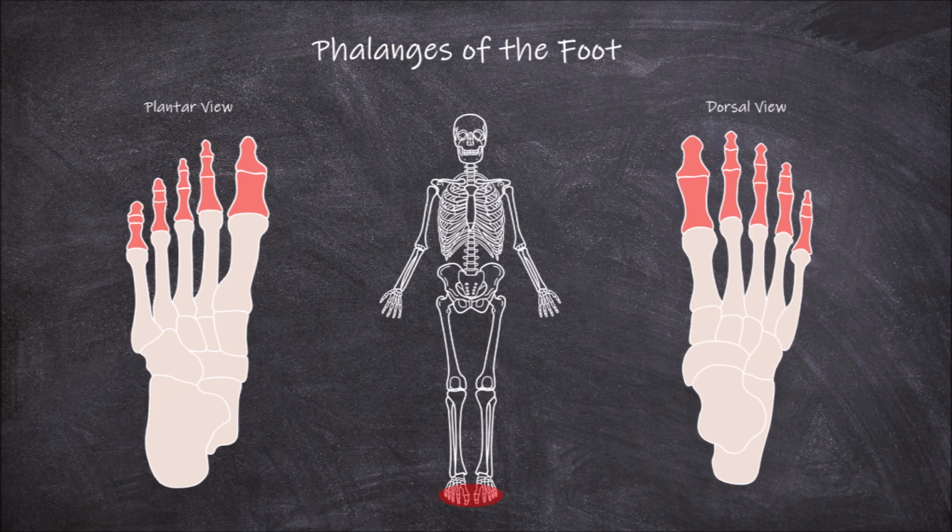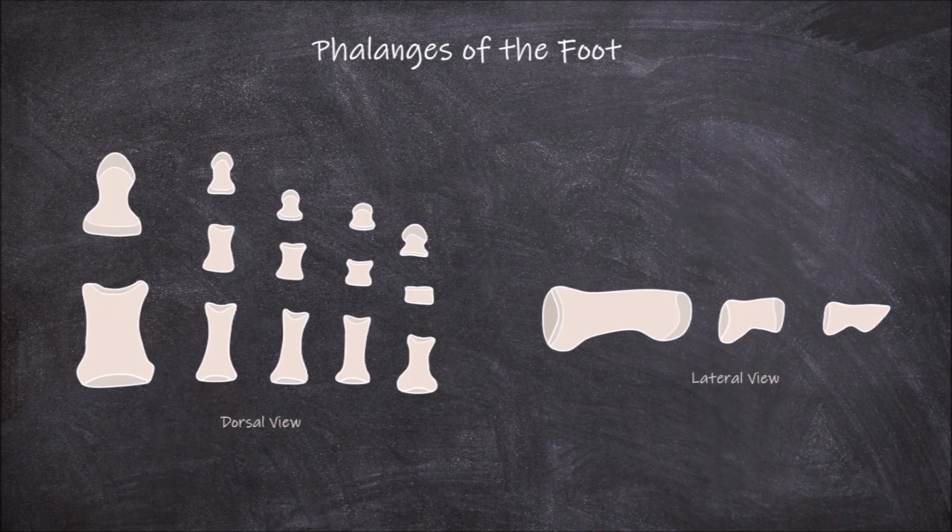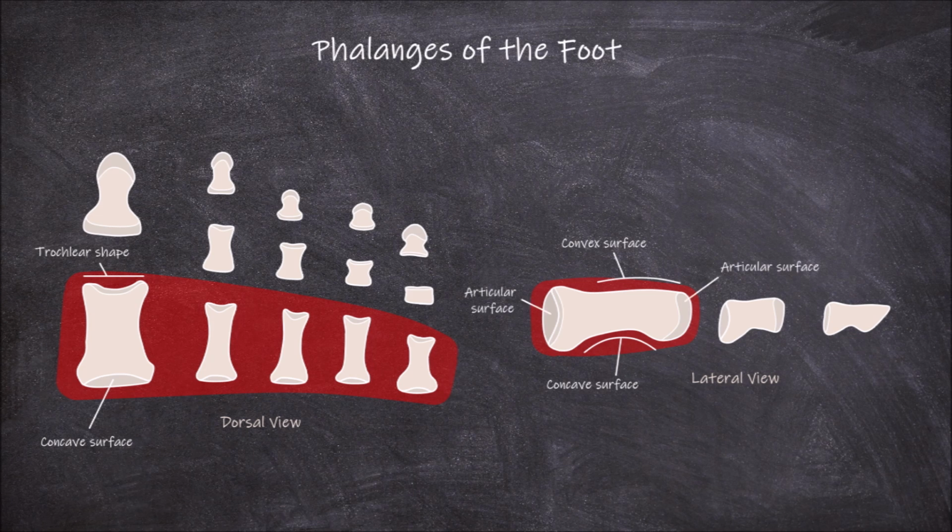Now we are going to look at the different landmarks and features of the phalanges of the foot. Each of the phalanges has 3 regions, a head distally, a base proximally, and the body or shaft in between. The proximal phalanges of each digit have a concave surface on the base of the bone. The heads of the proximal phalanges are trochlear in shape. The dorsal surfaces of these phalanges are convex, whilst the plantar surfaces are concave. The distal and proximal ends of these bones have articular surfaces.